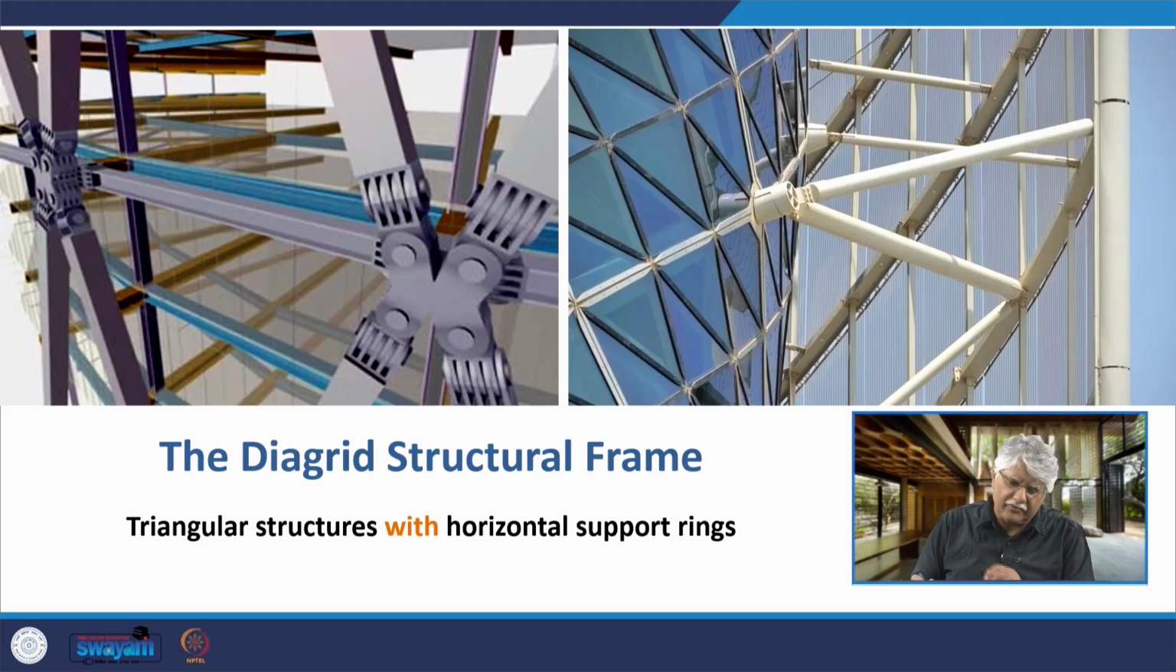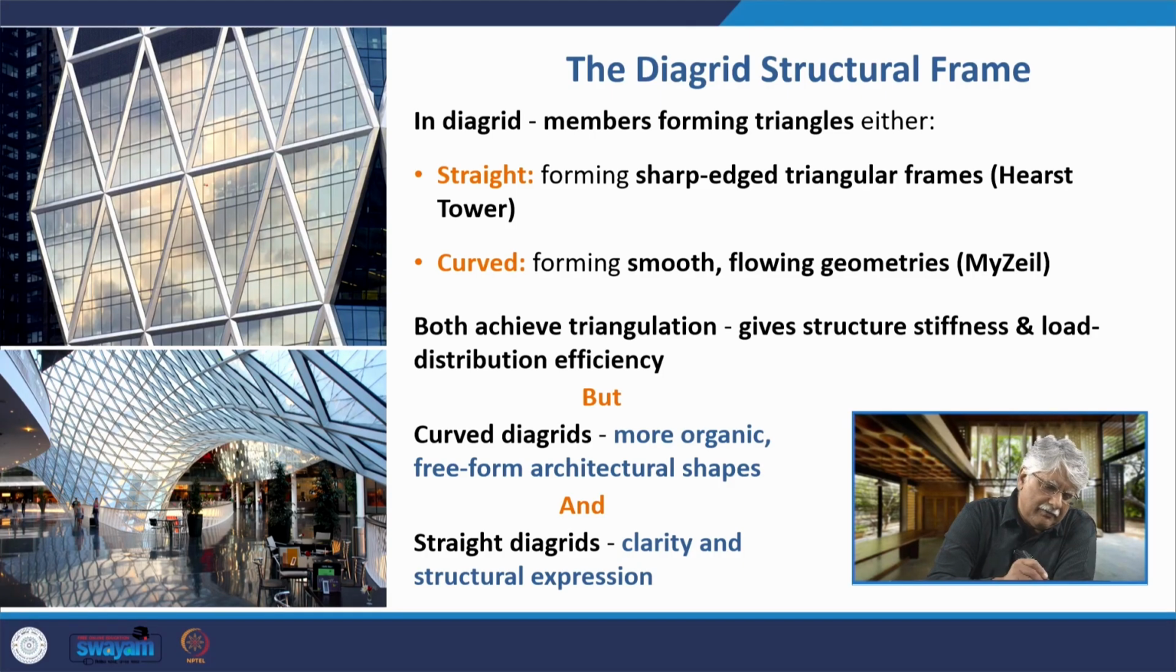It has a triangular structure, the main triangular component along with horizontal support beams. So, for example, here in the Hearst Tower, we have the triangular component, the Diagrid, and at the lower part there is this horizontal support beam. Now, in Diagrid, the members which form the triangles can be straight, forming sharp edged triangular frames as we see in the Hearst Tower. In fact, it is also true for the Gherkin, but there the building becomes like a torpedo. It has this oval shape, but even in that shape the triangular frames are sharp edged and straight.